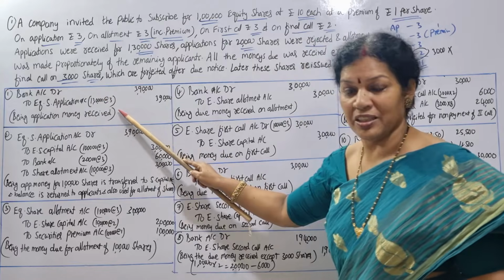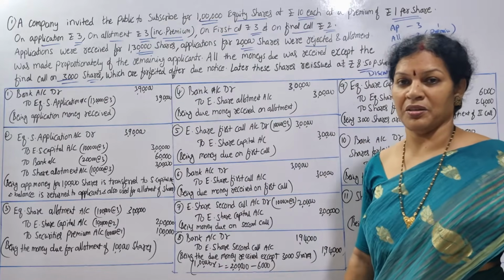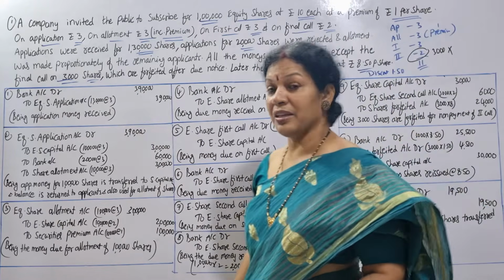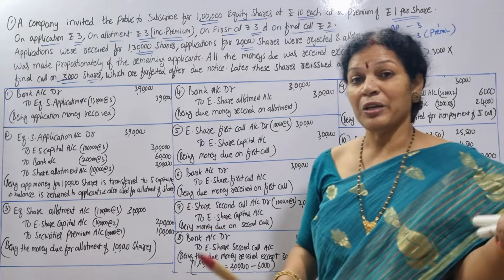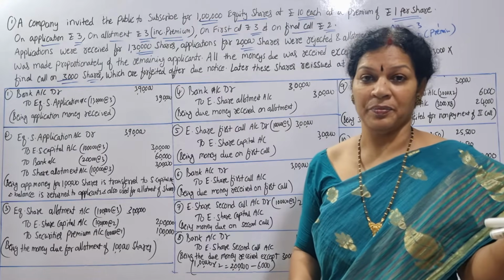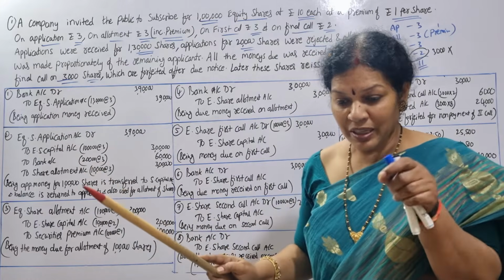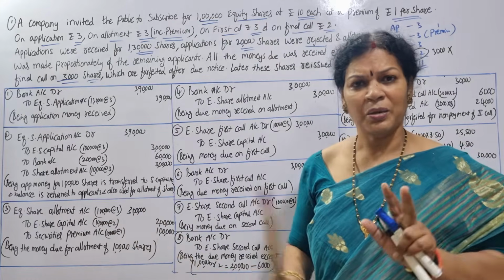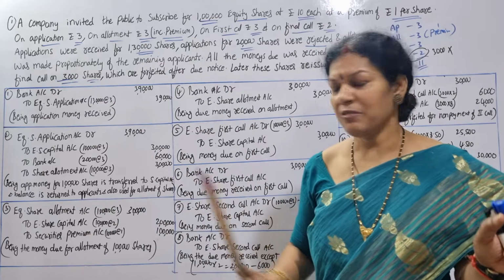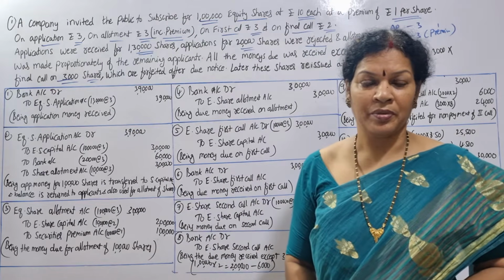1,30,000 into 3. It comes to 3,90,000. This is the first one. Then after that, we have to write the oversubscription entry. What do you write for oversubscription? Share application account. There we are going to adjust. Allotment, we don't do anything. The allotment entry will be as it is, this much only.